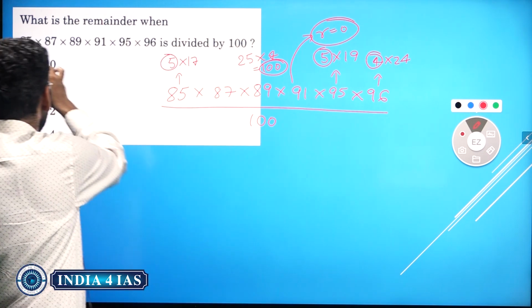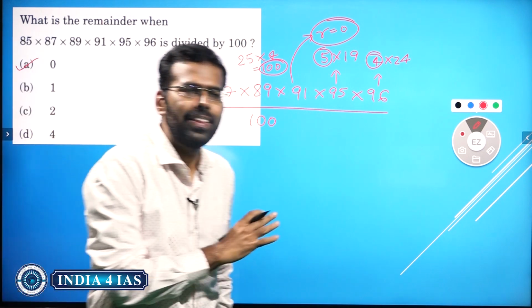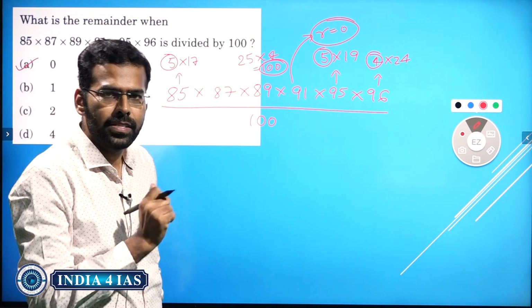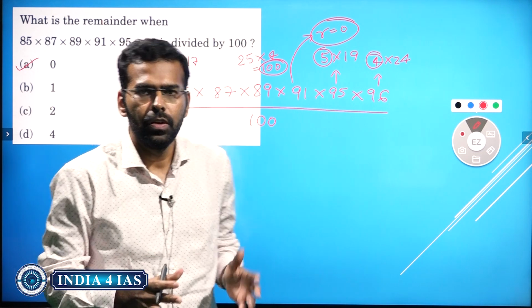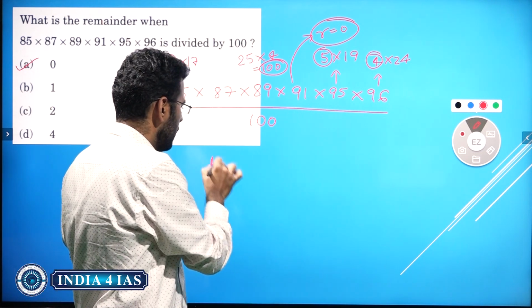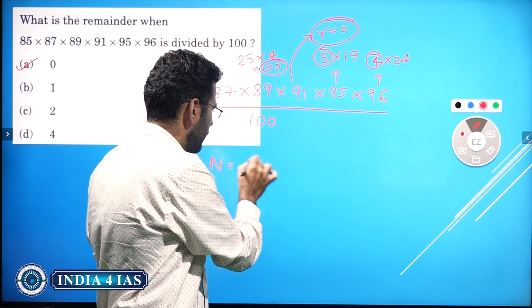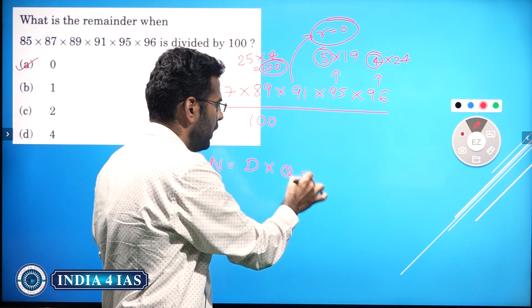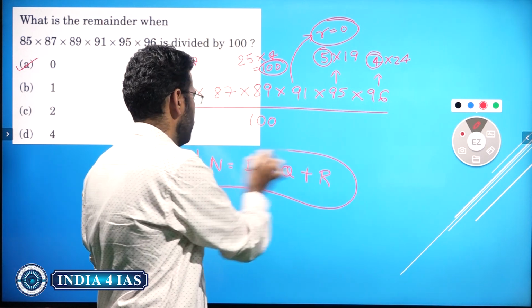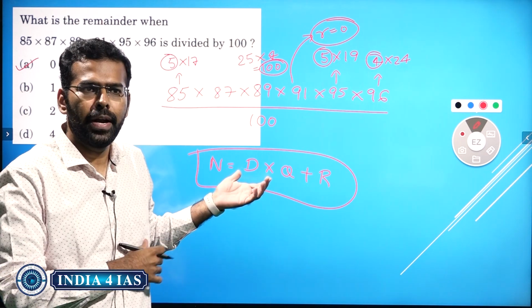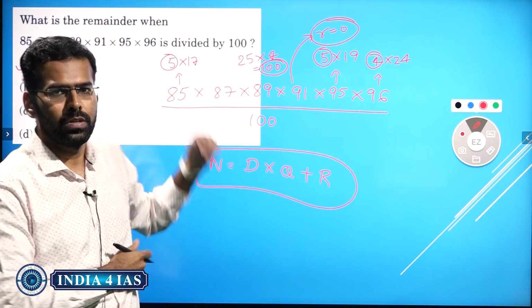So here there is no need to multiply all these numbers and find out the answer. Just understand the basic division equation, which says dividend is equal to divisor into quotient plus the remainder. If you properly understand this equation, then you can easily solve this question.